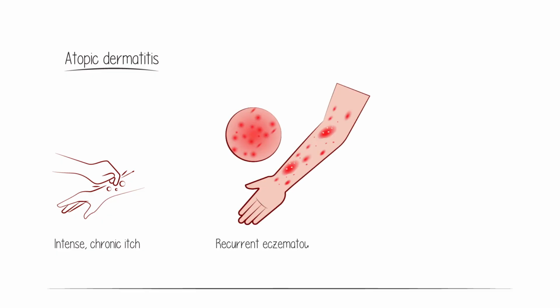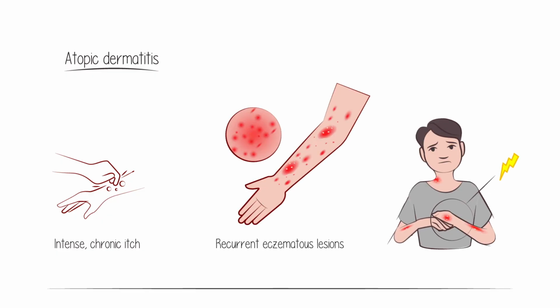In Vignette 5, I'll be talking about itch and AD, inflammation, and a dysfunctional skin barrier. Atopic dermatitis, or AD, is a systemic inflammatory skin disease characterized by intense chronic itch and recurrent eczematous lesions. Patients with AD describe itch as the most common and bothersome symptom of the disease.